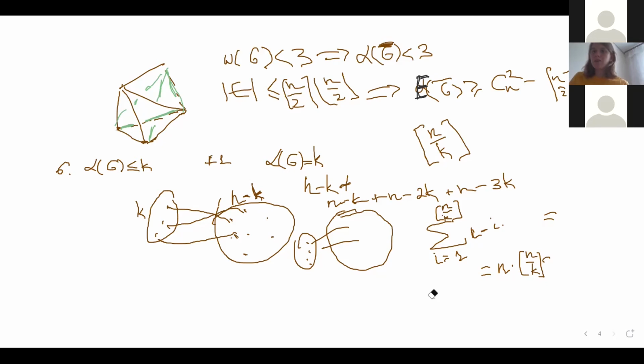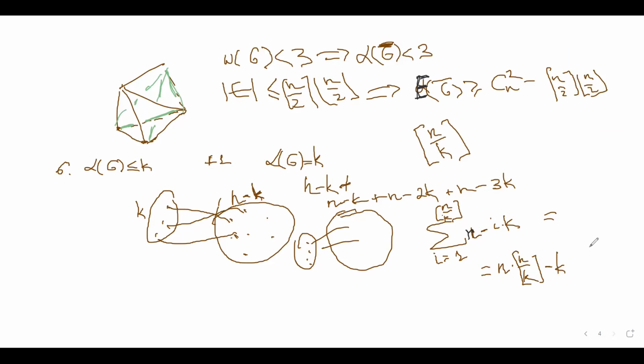So here it is multiplied just with k. Now we sum two times. First, we sum all the n's and we get n multiplied by this thing. And then we have minus k and the sum of the arithmetic progression from one to the lower bound of n divided by k. So we get exactly this.